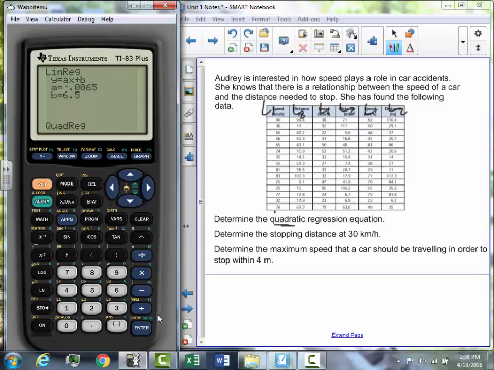Why does mine only have the top of your side, that linear thing? Well, that's just because linear is what I did last time around, so it still has that sitting up there from last time. So then type in, we need L1. We need data from L2. And then the hardest part, we have to tell it where the y variable is going. So that's vars, over to y-vars.